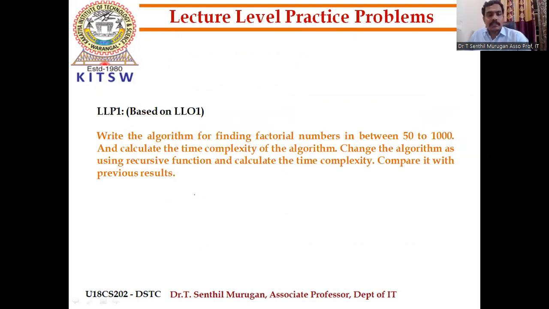Just practice an answer for this question. Write the algorithm for finding factorial numbers between 50 and 1000. You already know how to find a factorial, but I have given the range 50 to 1000. So you have to find the numbers and calculate the time complexity of the algorithm. You have to perform it and identify how much time it takes to complete.